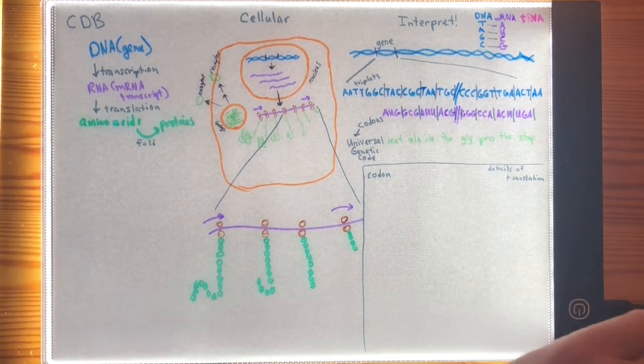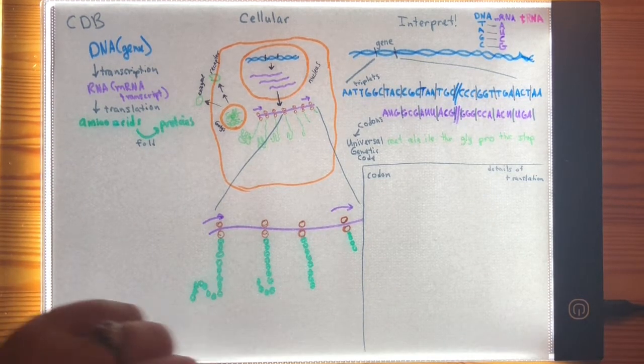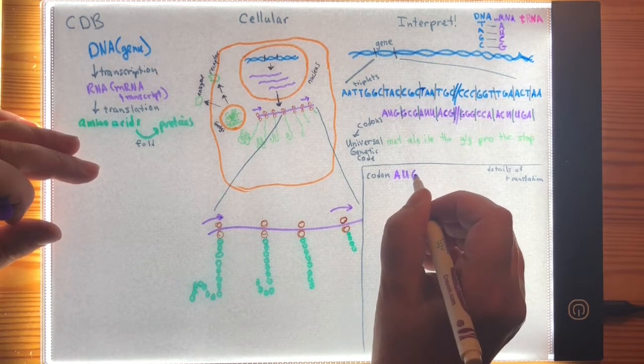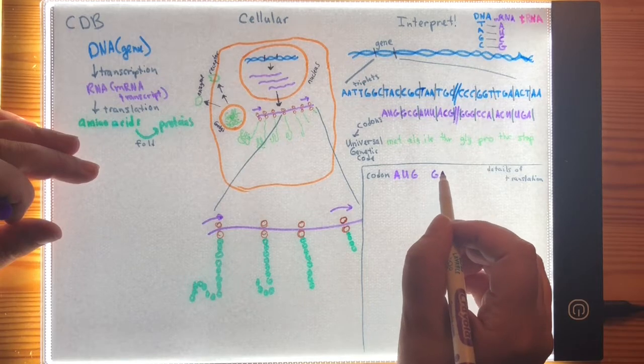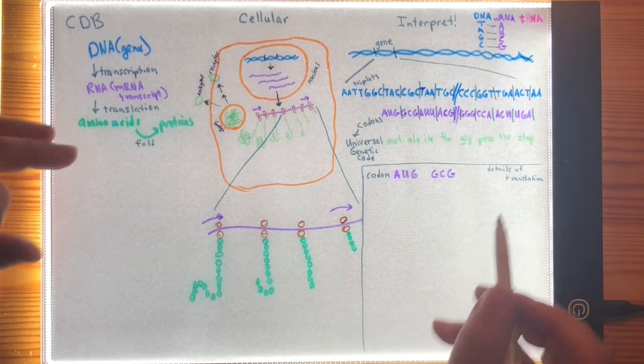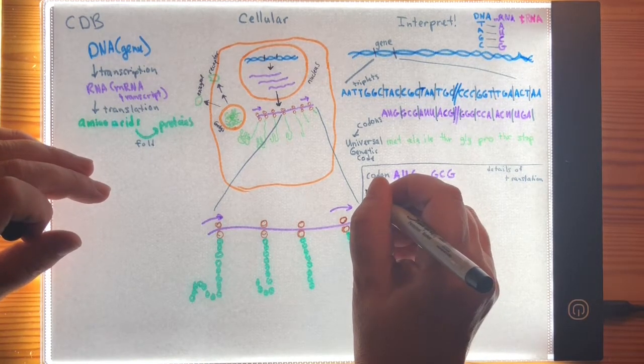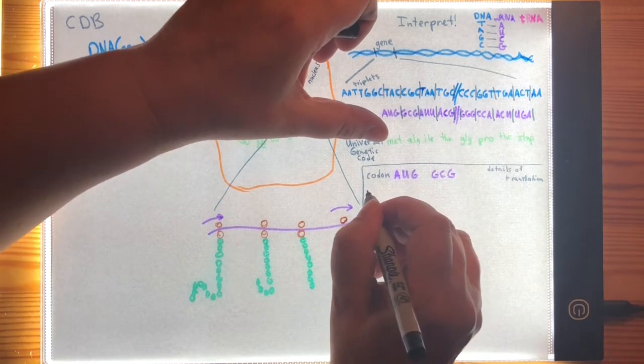So what we're going to start off with is drawing just those first 2 codons, the AUG and the GCG. Remember where we found these from? They were originally on the mRNA transcript. And now we're going to go ahead and draw the anti-codon.